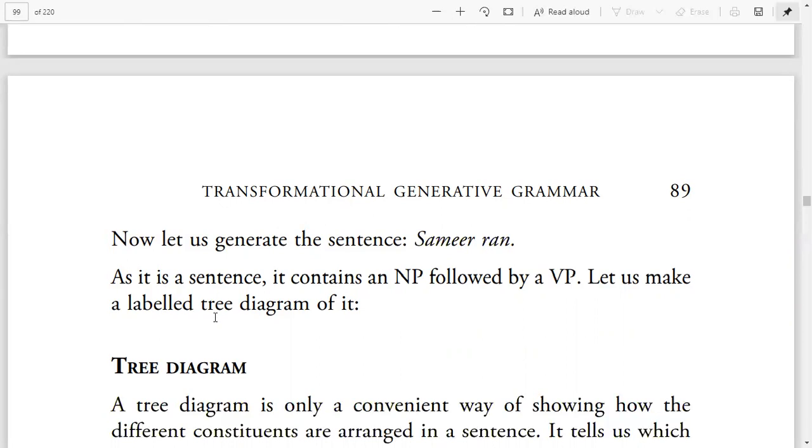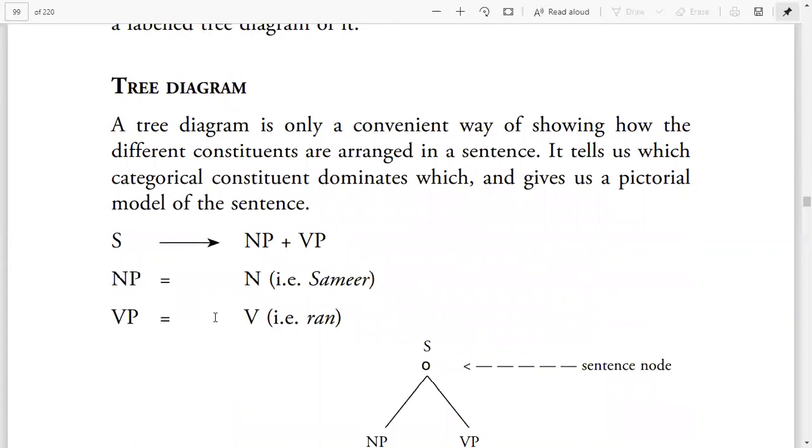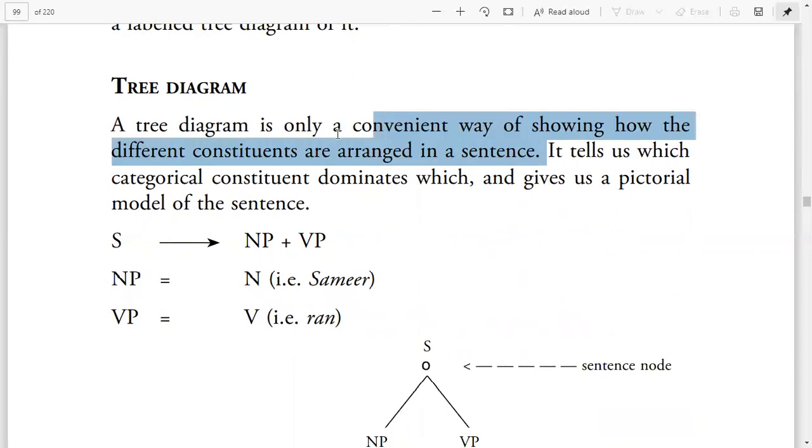Let us make a labeled tree diagram of it, which we also discuss in detail in our pedagogical grammar course, and during the classes on the campus for this course as well. Tree diagrams, you must be very much familiar with this topic. A tree diagram is only a convenient way of showing how the different constituents are arranged in a sentence, right? You conveniently show how the different words and terms or constituents are arranged in a sentence.